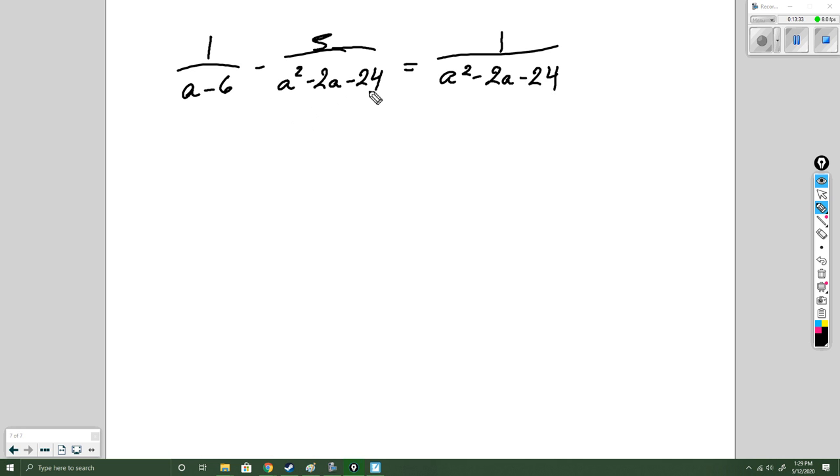If we factor a squared minus 2a minus 24, we would get a minus 6 times a plus 4. And that would be our LCD. Sorry, my board's a little off here. So since that's our LCD, we can multiply each one of these by that LCD, which is just a squared minus 2a minus 24. I just like to write it in factored form, because then it usually helps us on some of these rationals.